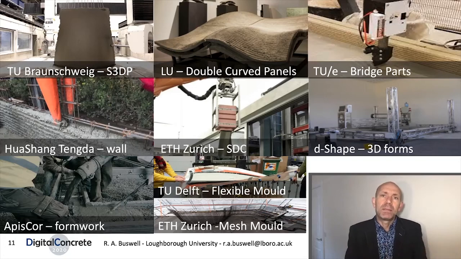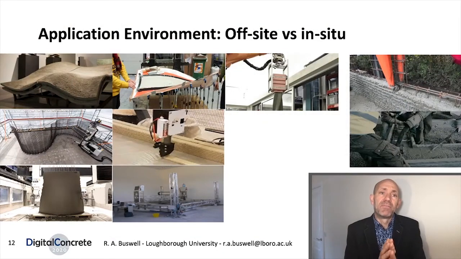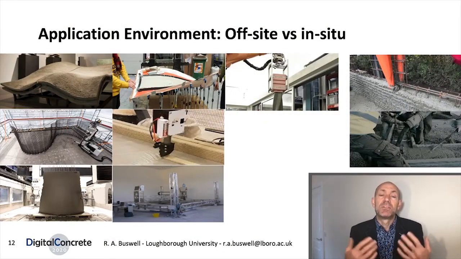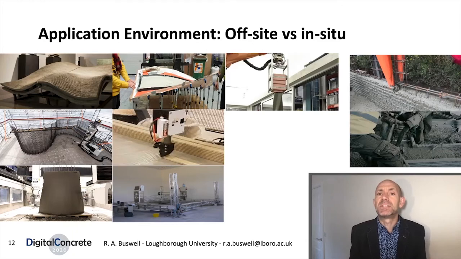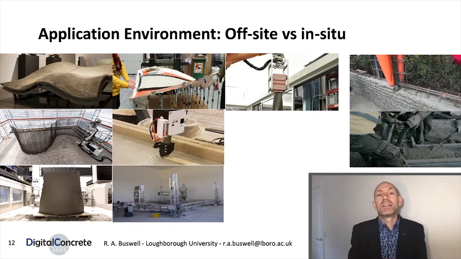So how might we go about classifying these? Well, by application environment is one. So is it an on-site in-situ placement of material, typically the walls for buildings, or is it an off-site factory-based process for part manufacture, one-off parts or parts that form an assembly? And this is fairly straightforward in most cases.